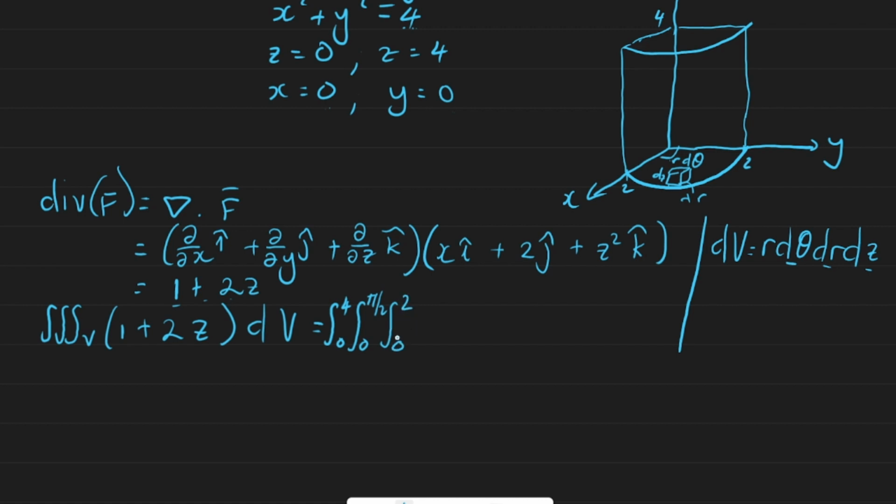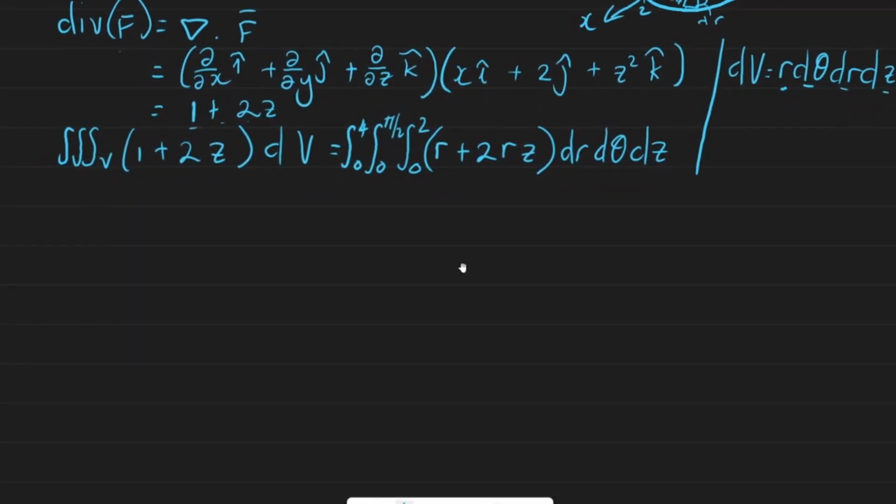And we're integrating 1 plus 2z. That's the divergence of f, and that's being multiplied by dV, and we have an r inside here already. So r multiplied by this, the divergence, gives us r plus 2rz. And that's being integrated with respect to dr d theta and dz.